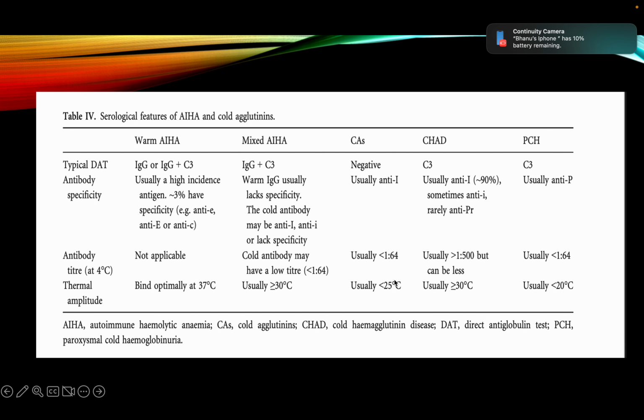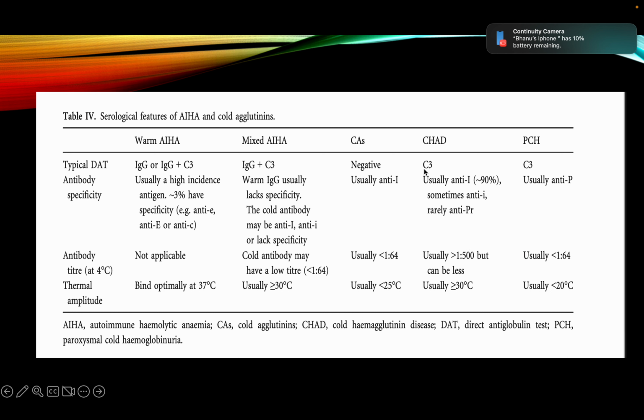So if the thermal amplitude is less than 25 degrees Celsius and the autoantibody is only mildly elevated, that doesn't cause hemolytic anemia. There only cold agglutinins are present. So there might be a normal variant or something related to clonal disorders. That doesn't mean they are causing hemolytic anemia. To cause hemagglutinin disease, the thermal amplitude is more than 30 degrees, at least more than 25 degrees, and their titer will be significantly more than 1:64 at least, but they're usually 1:500.